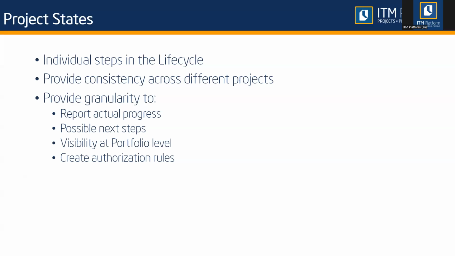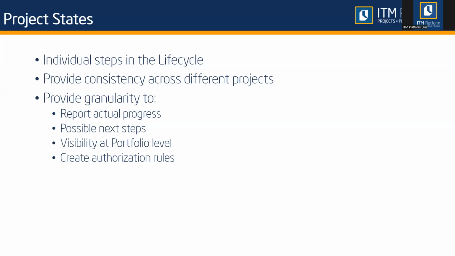Another thing that the state can do for us is that it will condition whether the project is visible at a portfolio level. For example, maybe not everything should be visible at the portfolio level. For example, maybe I'm not interested in the first time that we identify an idea, right? Maybe I'm just interested in projects that are in planning or after, or something like that. Okay, so you can define in ITM Platform if the step is subject to display the project at the portfolio level.